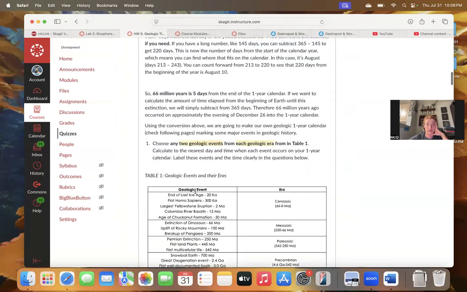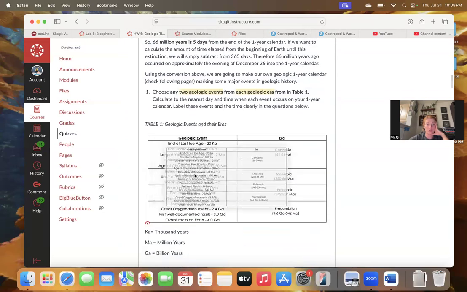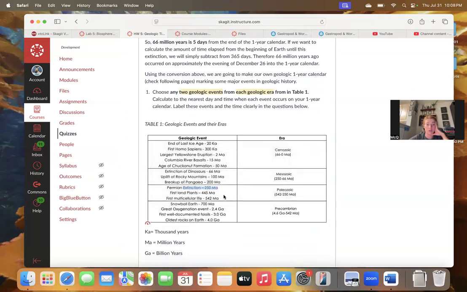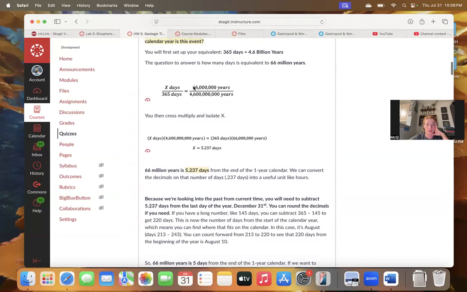So that is the math for this. Again, you're just changing this number here. So if I wanted to go in and say, oh, let's do Permian extinction, 250 million years. MA is millions of years. You're going to go up. You're going to do 250 here, but keep these the same. Multiply 365 by 250 million, divide by 4.6 billion, and you're going to get another number.